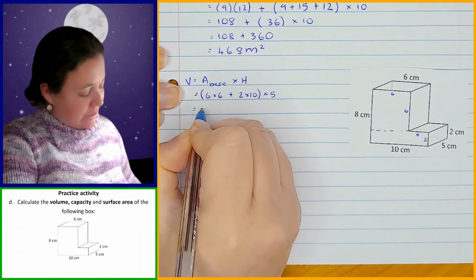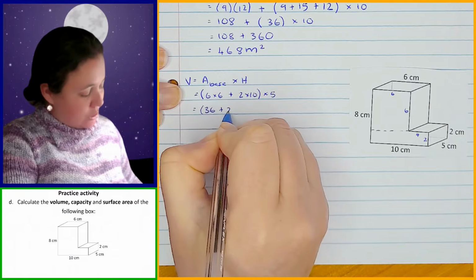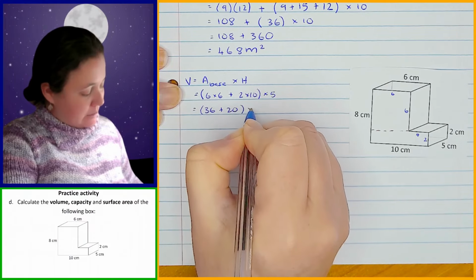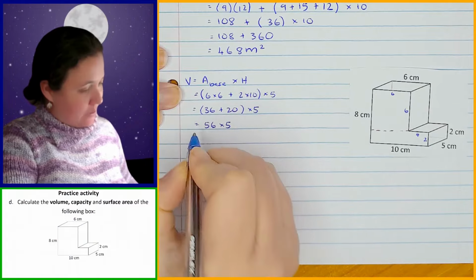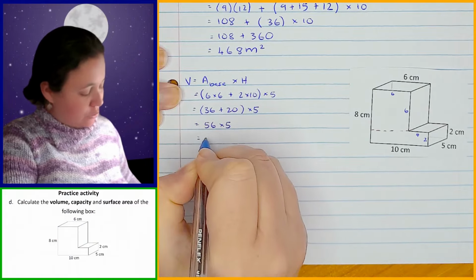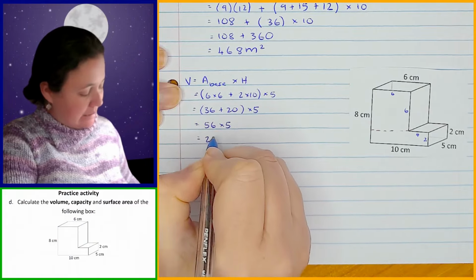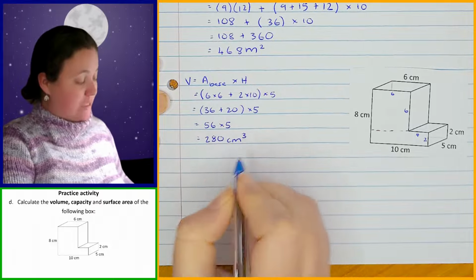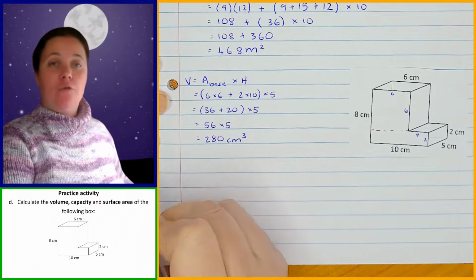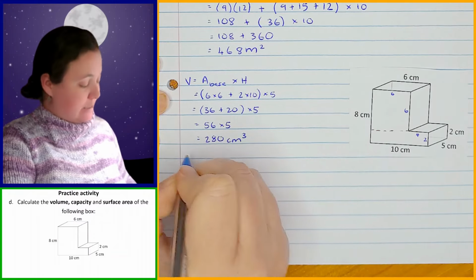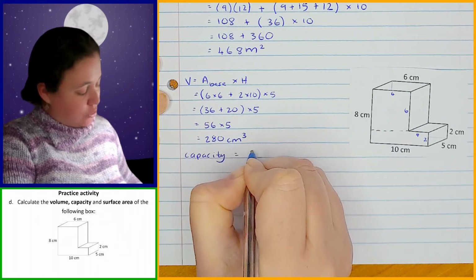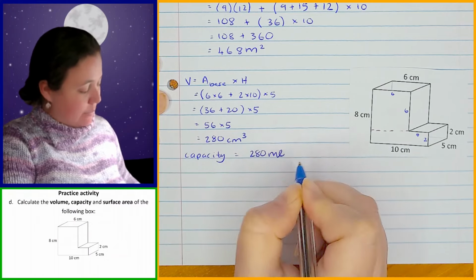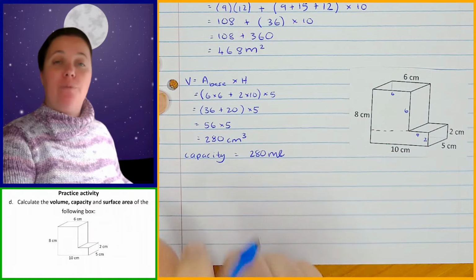Okay, so that gives me 36 plus 20 times 5. So that's 56 times 5, which gives me 280 centimeters cubed. Okay, so that's the volume. The capacity, because it's already in centimeters cubed, I can just convert directly to milliliters. So my capacity is equal to 280 milliliters. Okay, so that's what we should have got for the volume and the capacity.